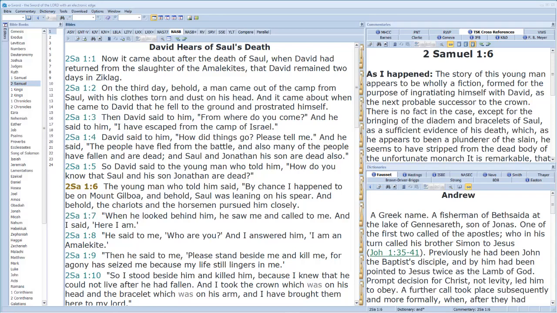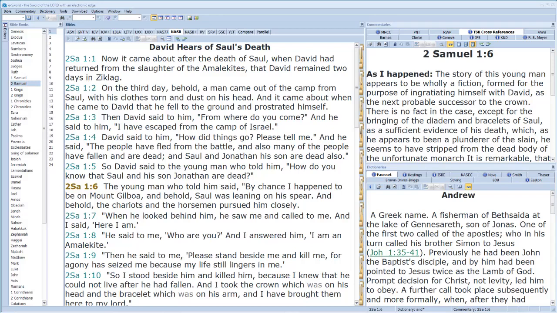And it says in verse 6, and the young man who told him said, by chance I happened to be on Mount Gilboa. And behold, Saul was leaning on his spear. He's wounded. And behold, the chariots and the horsemen pursued him closely. In other words, they were about ready to catch him and to get him. Now, verse 7 says, when he looked behind him, he saw me and called to me. And I said, here I am. And so, basically, again, he lies and says Saul was alive.